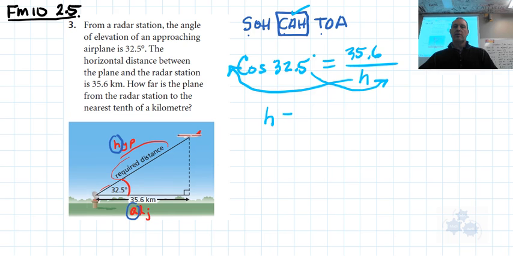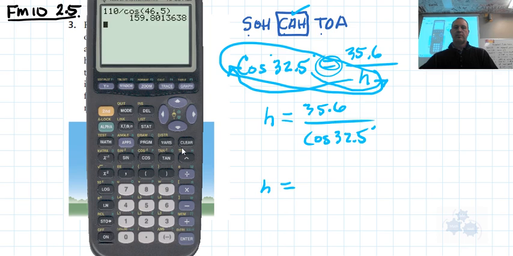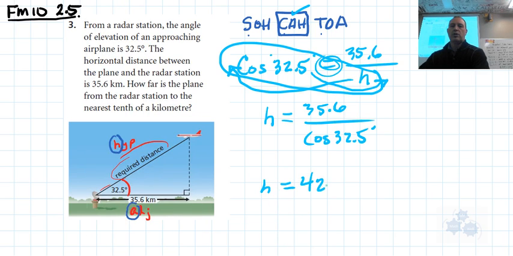We know now that there's a bit of a shortcut. These two items, if they are across the equal sign, top and bottom can just switch places. So H equals 35.6 over cos of 32.5. And what is H if we do that? Okay, and did you get 42.2? Yeah. Awesome, 42.2, and that would be kilometers.